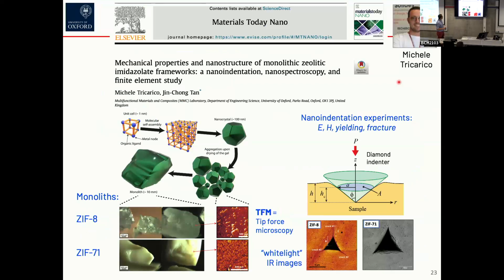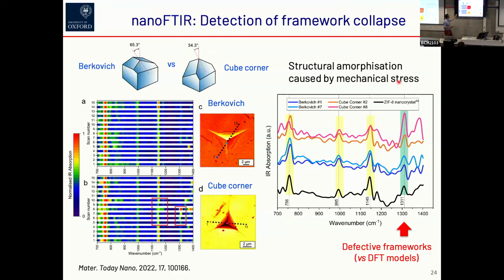Now, I think I have to quickly screen through this. This is about making bulk materials and using a method called tip force microscopy. We can really look at the surface features. So what is of interest here? We've done nano indentation, and in combination with nano FTIR, we can then go in. So this is only 2 microns in size, so these few microns. So point by point, you can measure the change in the chemical structure from the vibrational bands.